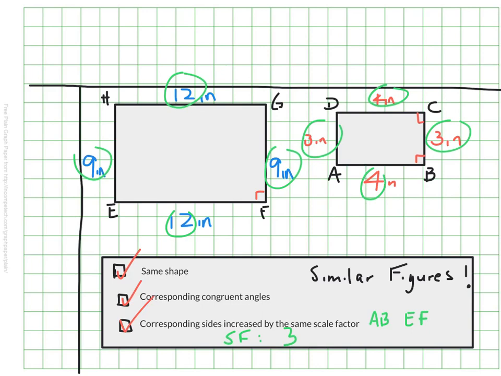And remember the essential question was how to identify it. So now we have 3 criteria that we can go through when we are doing that. And we also have this new term scale factor that we will be using a lot as well. So be sure to bring your notes and any questions you have to class.